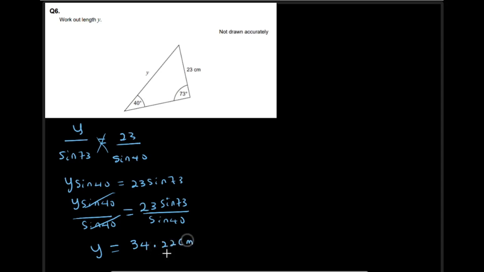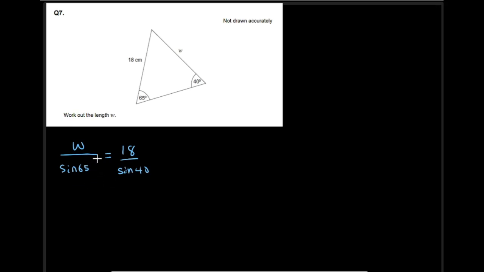34.22 cm. Now moving on, question 7, they say work out the length W. Alright, so how do we solve this? This is also a sine rule problem. You have two angles and two sides. Alright, so this is going to be W over sine 65 equals 18 over sine 40.